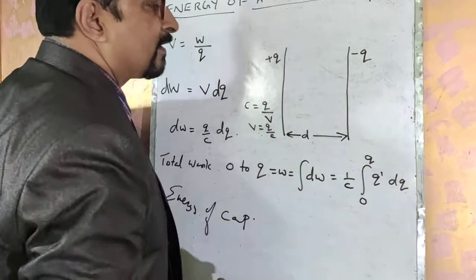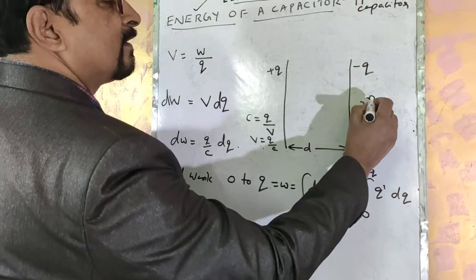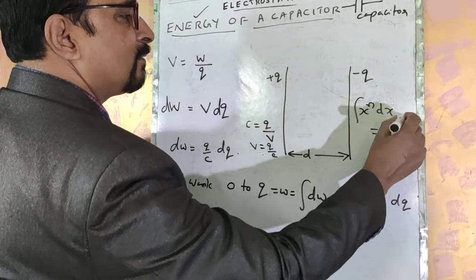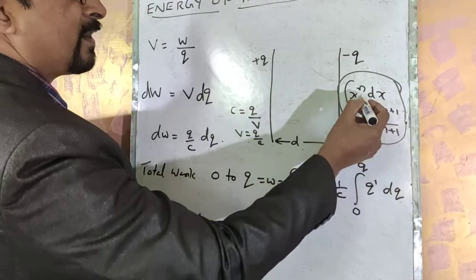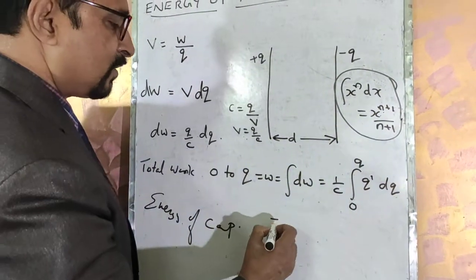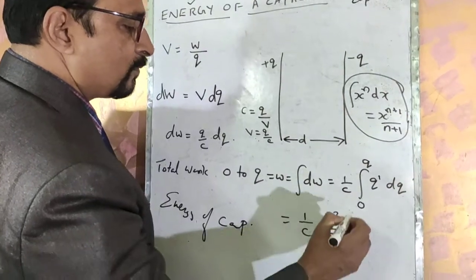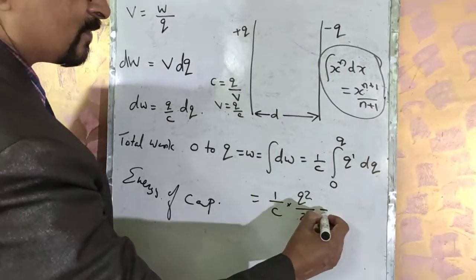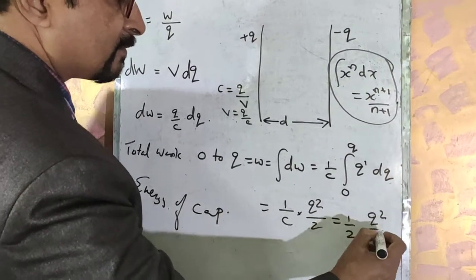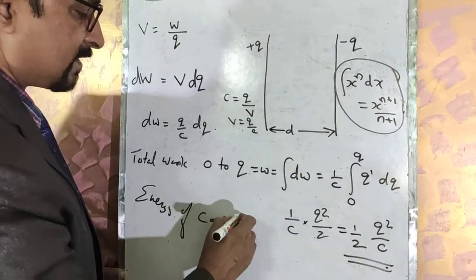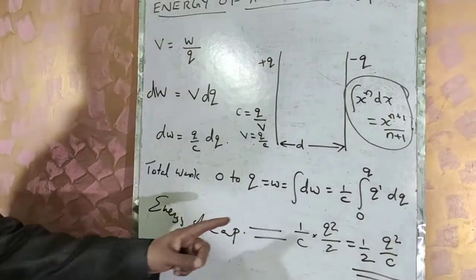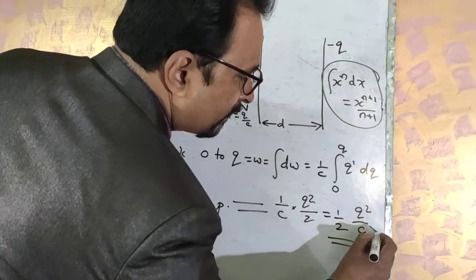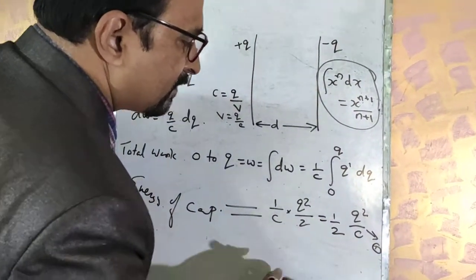q raised to 1. You know integration of x power n. What is the answer? Your answer is x power n plus 1 by n plus 1. So what is integration of q power 1? It is q power 1 plus 1, that means q square by 2. Upper limit q itself, lower limit is 0. So you can write it as half q square by C. That is energy of the capacitor. So this is the expression for energy of the capacitor, half q square by C, equation number 1.